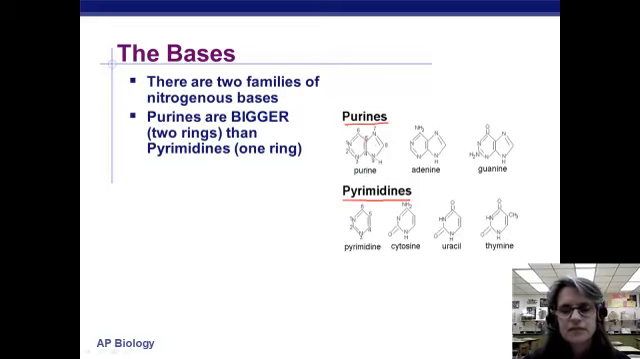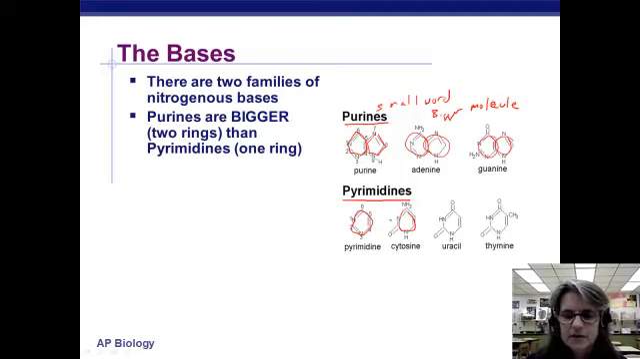The only way I can remember which is which is that purines are made up of two rings of carbon, as you can see here, all of them are made up of two carbon rings attached together, and pyrimidines are only made up of one ring. Okay? So the small word is the bigger molecule. Two rings. And the big word is the smaller molecule.